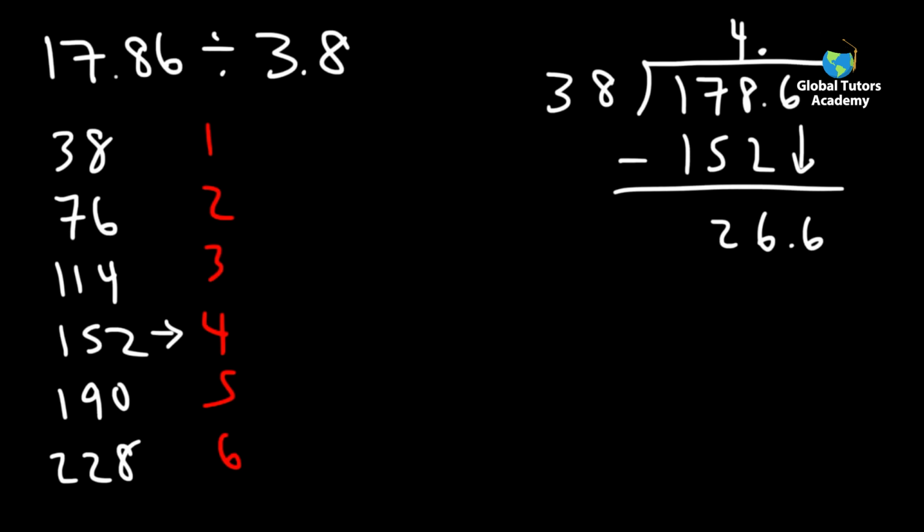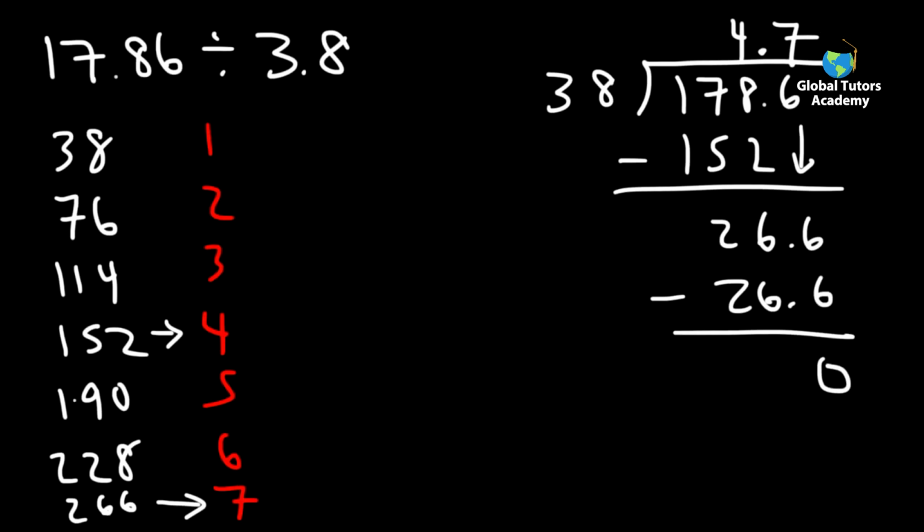So we need to expand this list. 228 plus 38, that's 266. Which means that 38 goes into that number, into 266, exactly 7 times. 38 times 0.7 is 26.6. And so this becomes our final answer, which is 4.7.